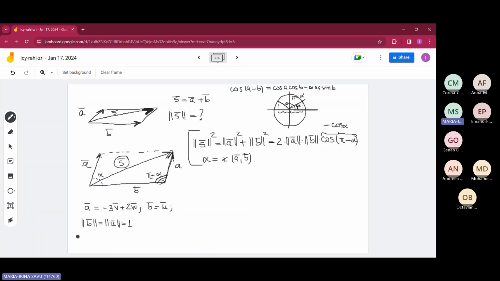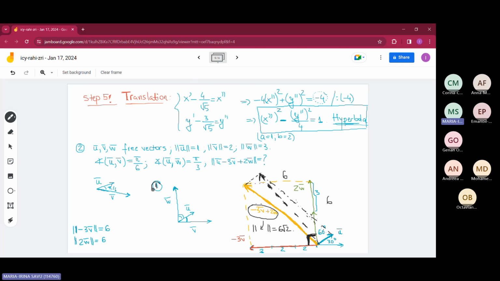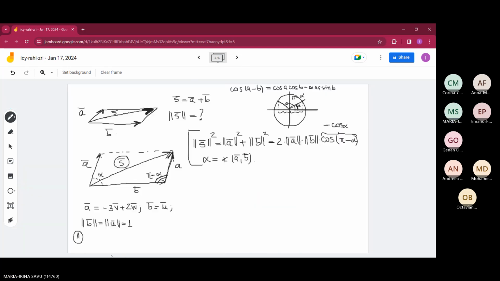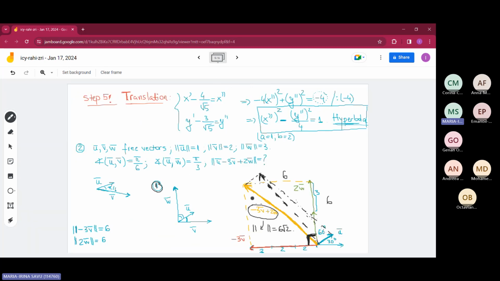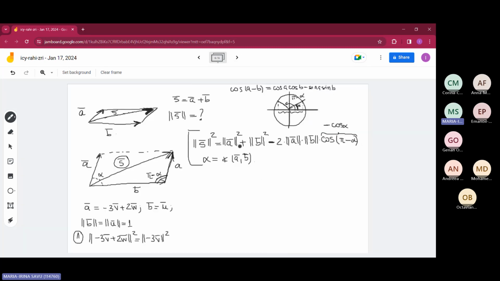So let me apply this formula for the first case. I have that, so this is the first case, okay? This is the case corresponding to this. This is the first case. I have that the length of minus 3v plus 2w squared is the length of minus 3v squared. Okay, I'd like to try this formula because you already know how to compute its length when we use this picture. Now let's use this formula to see if we get the same thing.